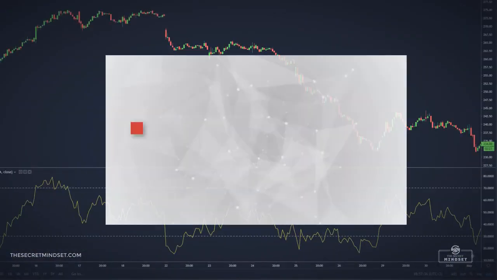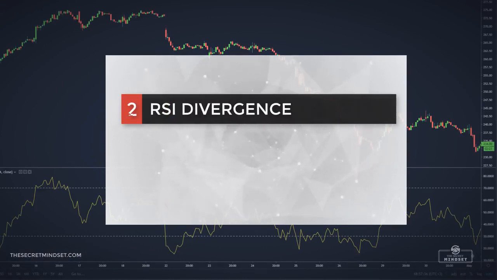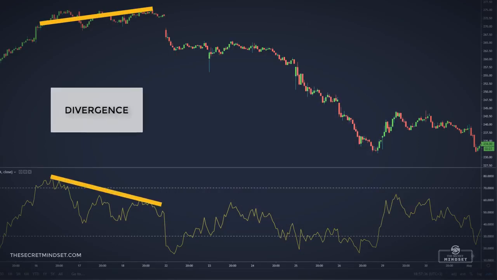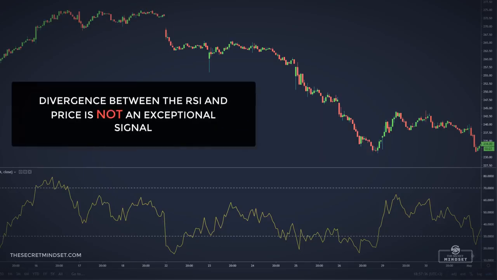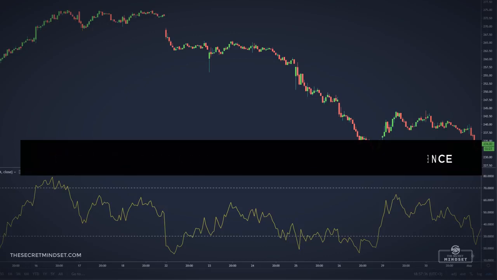Another great use of the relative strength index is to look for divergences between the RSI and the price of the stock. For example, when the price rallies to a new high, but the RSI cannot increase to a new high, then we have a divergence. However, a divergence between the RSI and the price is not an exceptional signal. Just because an RSI divergence appears on a chart, that doesn't mean that you should automatically enter a reverse position.